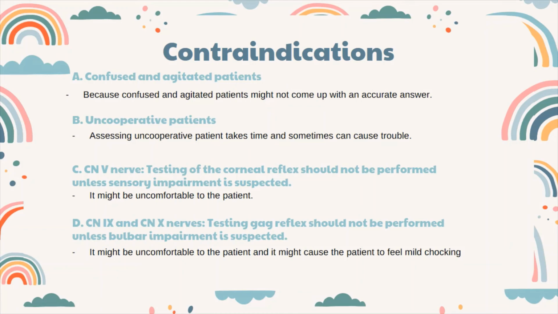And letter D, cranial nerve number 9 and number 10. Testing the gag reflex should not be performed unless bulbar impairment is suspected. So it might be uncomfortable for the patient and it might cause the patient to feel.